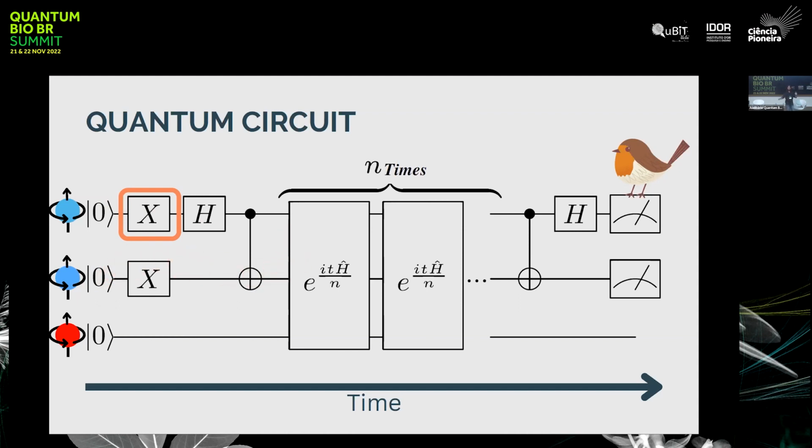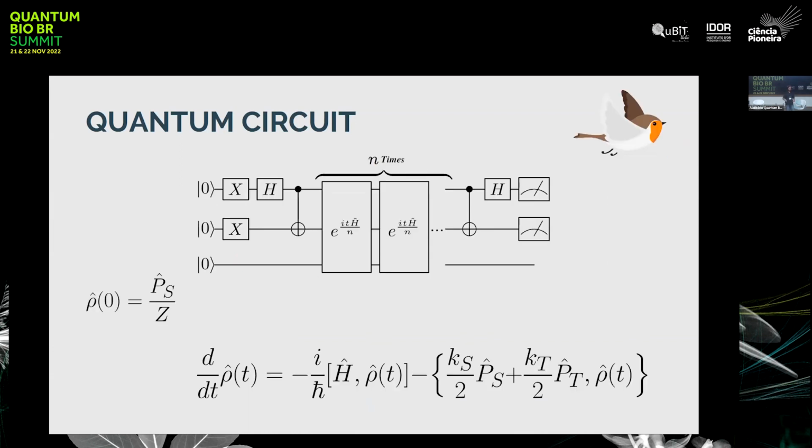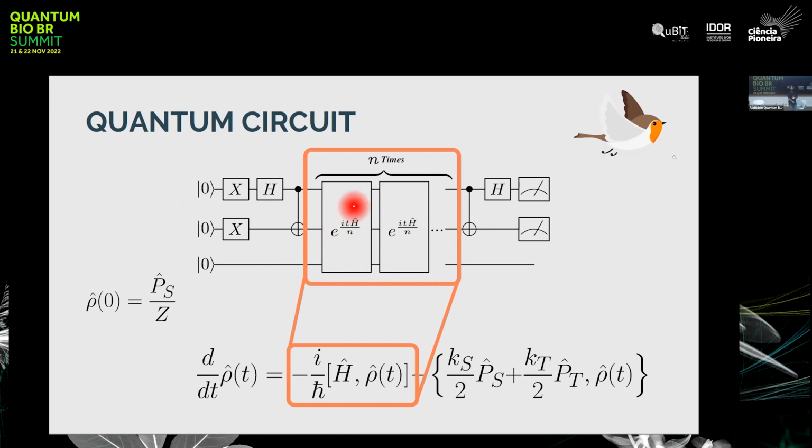So now that we know how to read this, we can finally understand what the circuit is doing. We can connect each part of the circuit to each part of the equations. And remember, we can connect each part of the equations to each part of the reactions. So this first part of the circuit is only preparing the electron qubits in the singlet state. It's just preparing them before the evolution. The second part is the unitary evolution.